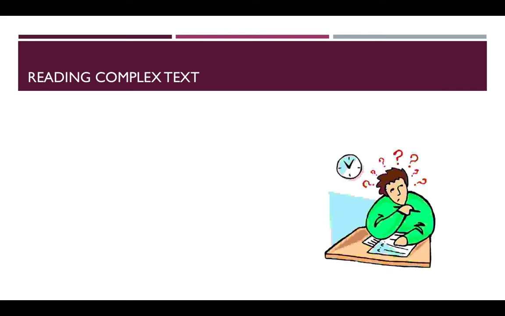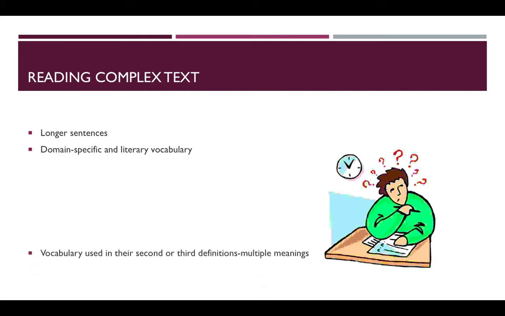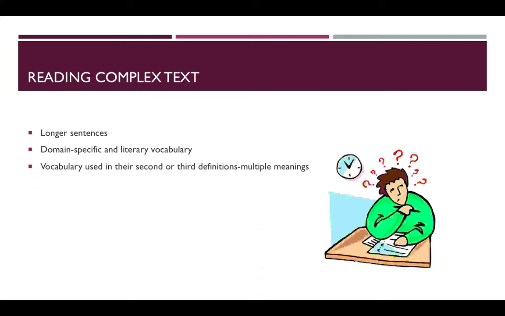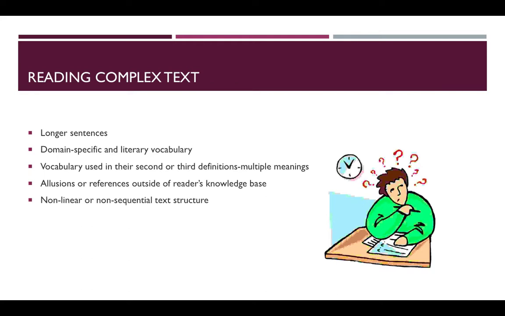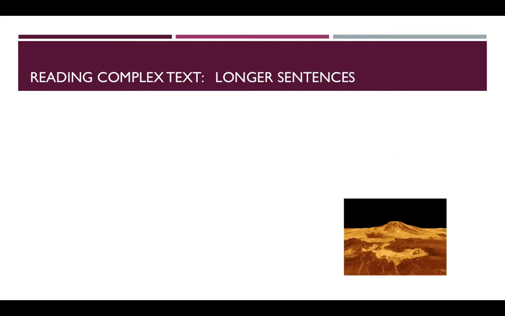Some of the factors that contribute to text complexity are longer sentences, domain-specific and literary vocabulary, vocabulary used in their second or third definitions, such as multiple meanings, allusions or references outside of the reader's knowledge base, nonlinear or non-sequential text structure, and stylistic elements. One of the things that adds to text complexity is longer sentences.